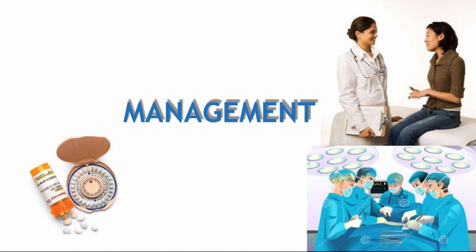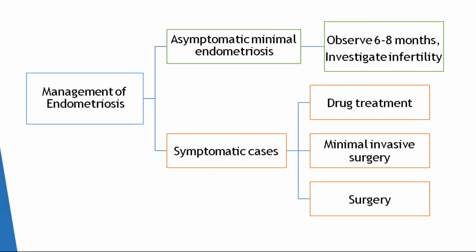So how will you manage? Now you have confirmed after your laparoscopy and all your investigations. So how will you manage a case? If it is asymptomatic and minimal endometriosis, you can just simply wait for 6 to 8 months, follow up. If she is a case of infertility, you have to start investigating further for infertility.